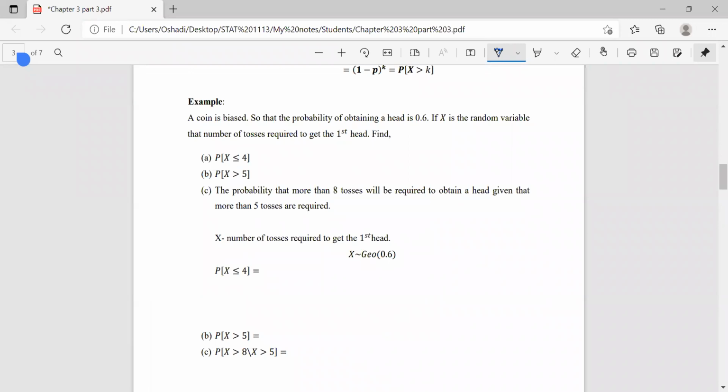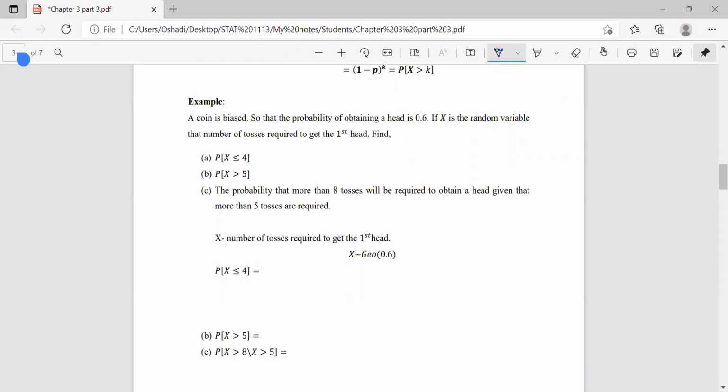A coin is biased so that the probability of obtaining a head is 0.6. If x is a random variable, the number of tosses required to get the first head, find the probability x less than or equal to 4, the probability x greater than 5, and the probability that more than 8 tosses will be required to obtain a head, given that more than 5 tosses are required.